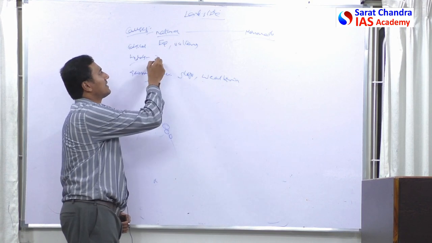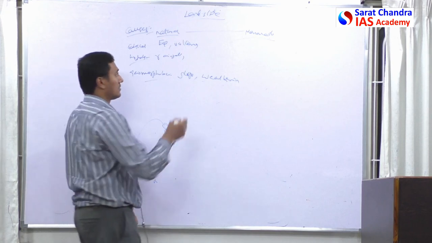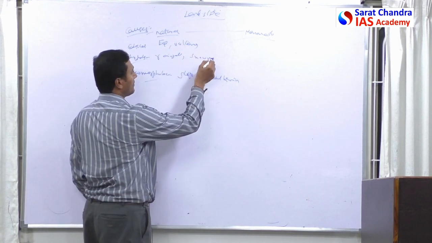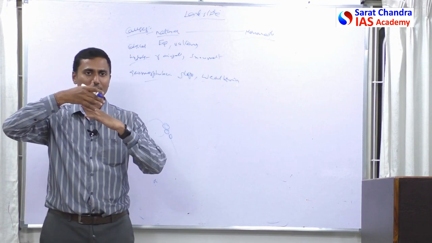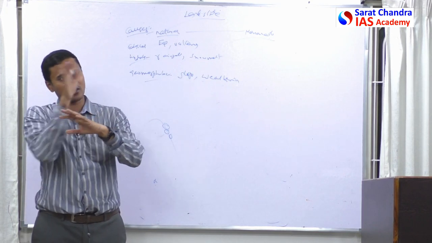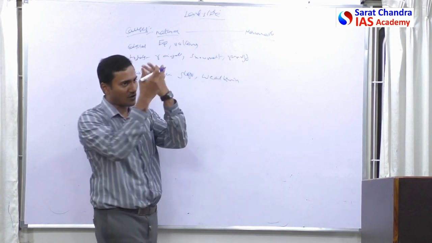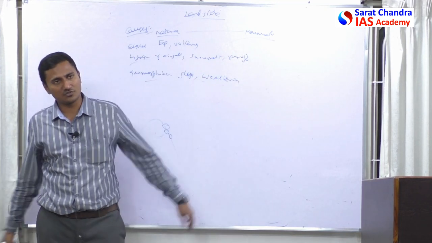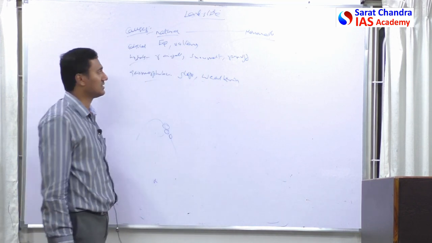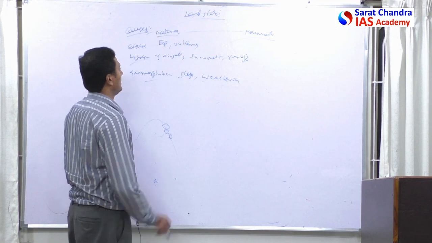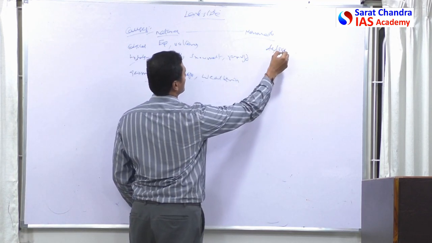Hydrological means because of heavy rainfall, even because of snow melt, not only rainfall. If on the slope snow is melting, because of surface runoff also landslides may increase. Even man-made causes, for example deforestation.